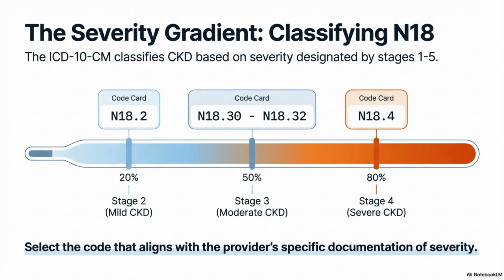Your responsibility is to match the code to the provider's exact documentation. If the stage is clearly stated, you assign it. If the stage is not documented, you cannot assume or infer it. And it's important to remember that we never assign a CKD stage based on laboratory values alone, including the GFR. The provider must document the stage, and we capture the appropriate diagnosis code based on that documented statement.